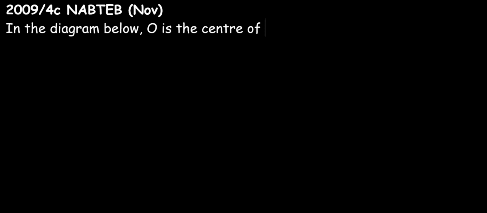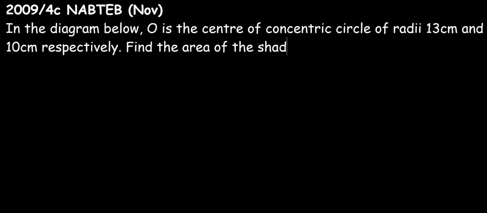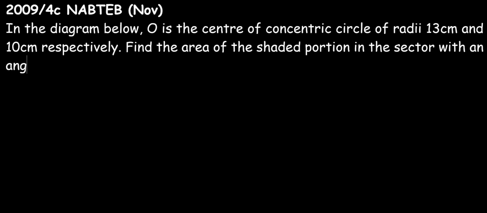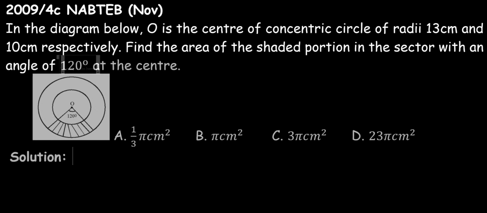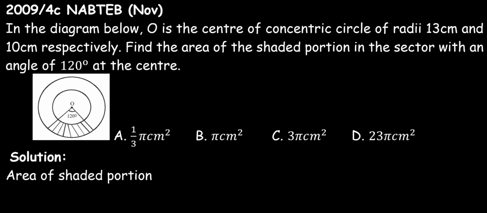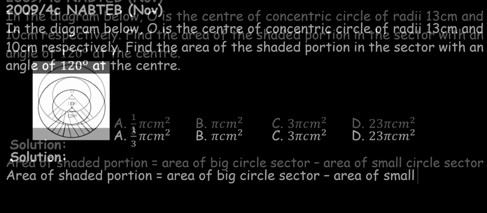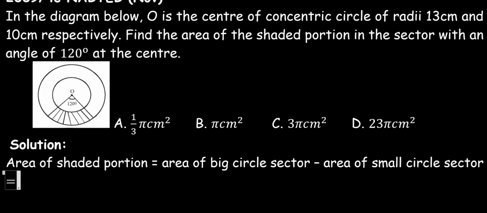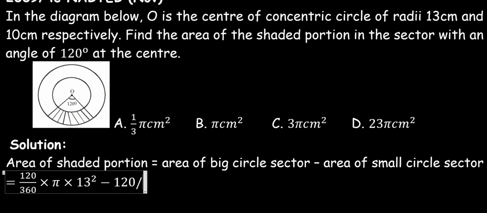Another example. In the diagram below, O is the center of the concentric circles of radii 30 cm and 10 cm respectively. Find the area of the shaded portion in the sector with an angle of 120 degrees at the center. Solution. Area of shaded portion is equal to area of big circle sector minus area of small circle sector, since we are dealing with concentric circles here. And the result is 120 divided by 360 times pi times 30 squared minus 120 divided by 360 times pi times 10 squared.